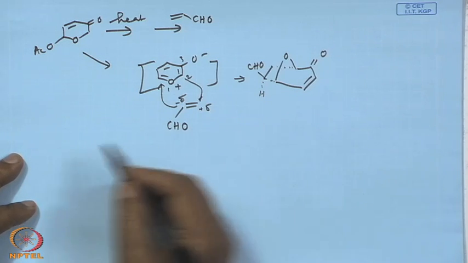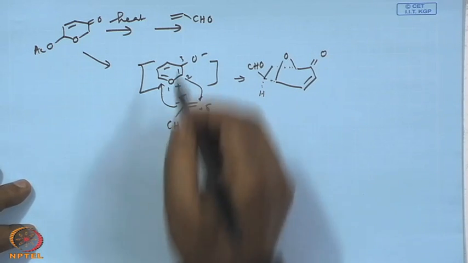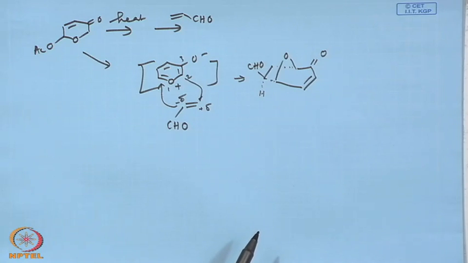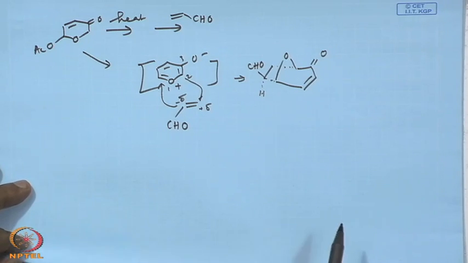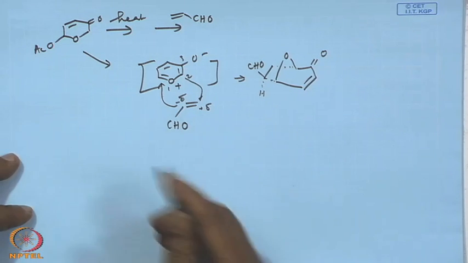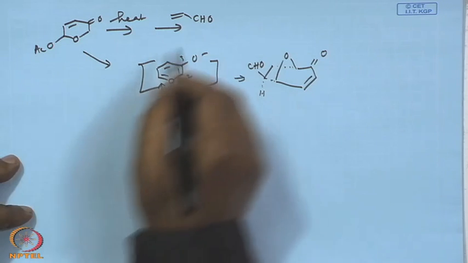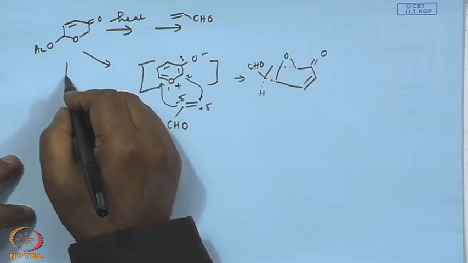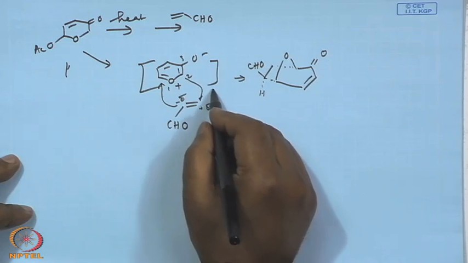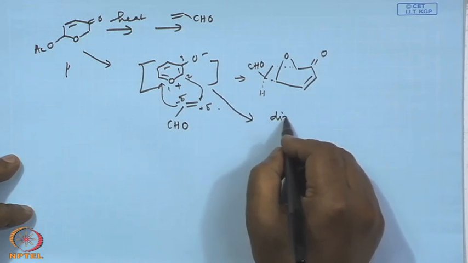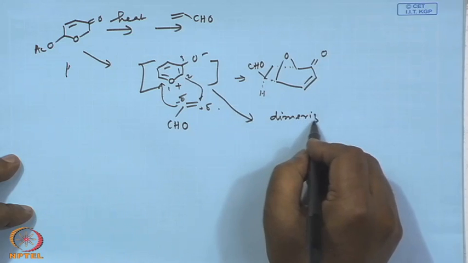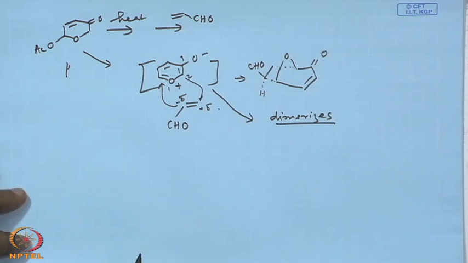And suppose you do not add aldehyde or any other dienophile or any other dipolarophile, then what do you expect? Without the presence of any kind of dipolarophile, this intermediate dimerizes. I will not give you the structure, but just remember they undergo dimerization reactions.